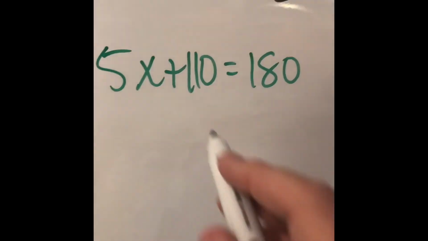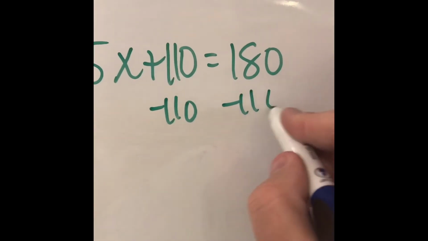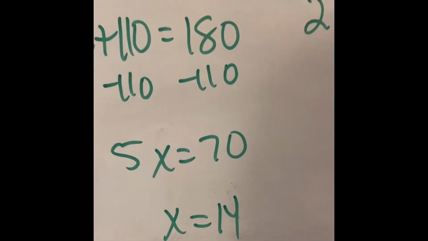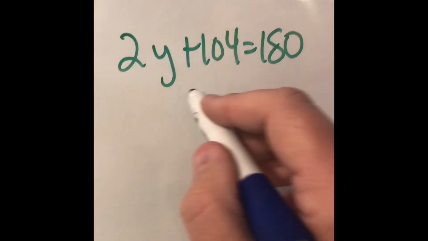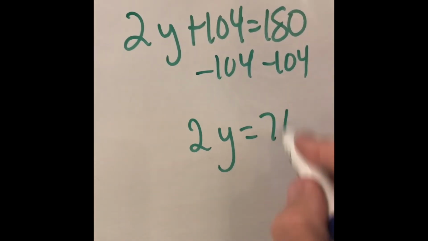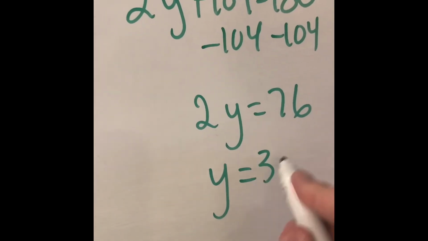So let's solve each then. Subtract 110. 5x equals 70. So x is 14. And over here, subtract 104. 2y is 76. So y is 38.